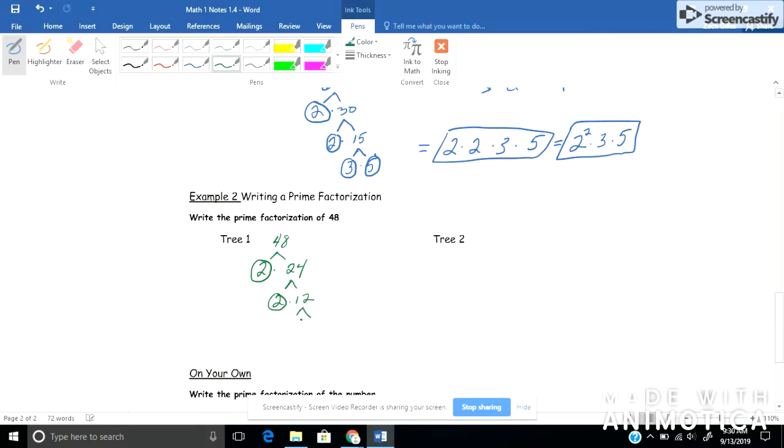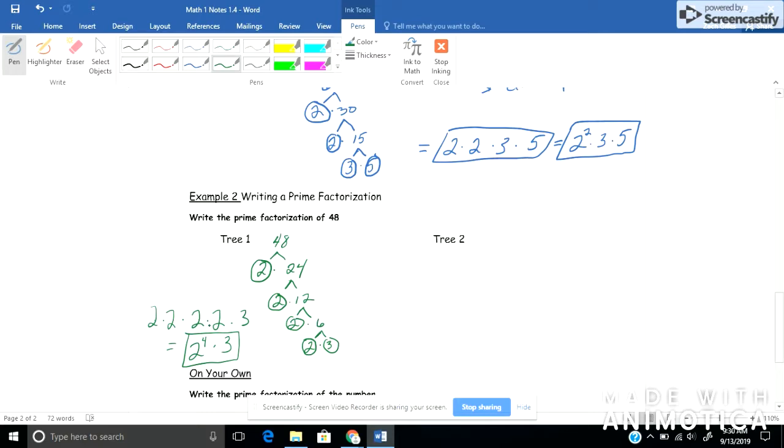12 is also even. I can break that down using 2. 2 times 6. And then I can break it down again into 2 times 3. Now both of these are prime, and I'm finished. Need to rewrite my prime factorization, so I could write it as 2 times 2 times 2 times 2 times 3. Or if I want to save myself some space, I would do 2 to the 4th power, 1, 2, 3, 4 2's, times 3, and box my final answer.